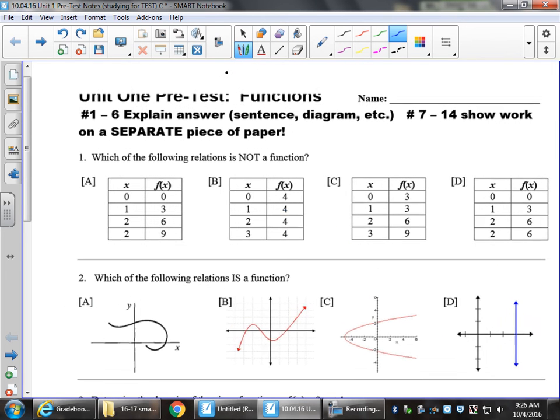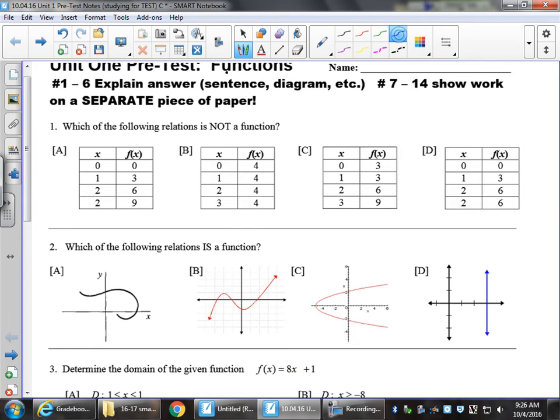So B and C are functions. We're good. Now, A and D are both red flags because what do you see repeats? These twos, an x value repeats. But there is only one right answer. It's D. What?